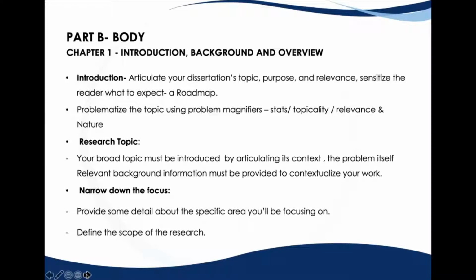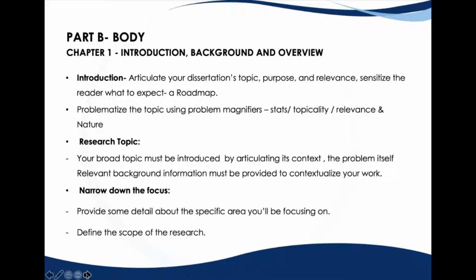Now, I want you to focus on the idea that in chapter one, there are three purposes that this chapter has. How you go about presenting those three purposes is a result of your own decision making. But no matter what you do, that one chapter must do three things. Sometimes people call it the introduction, background and overview. The three things it should do: one, the introduction. Two, give a background. Three, offer an overview.